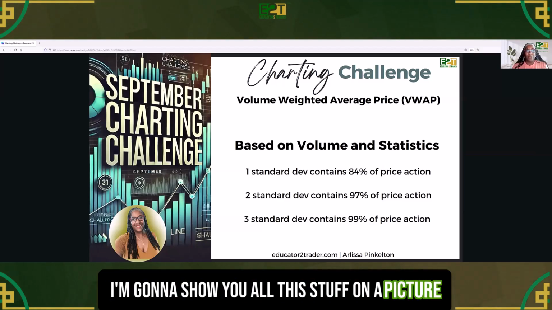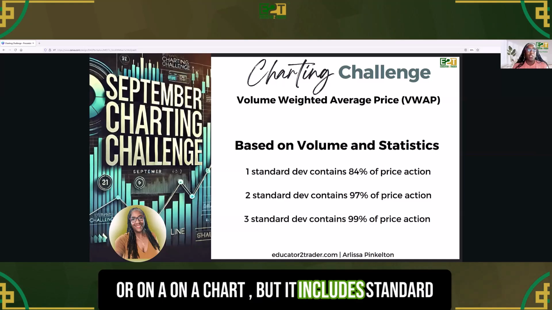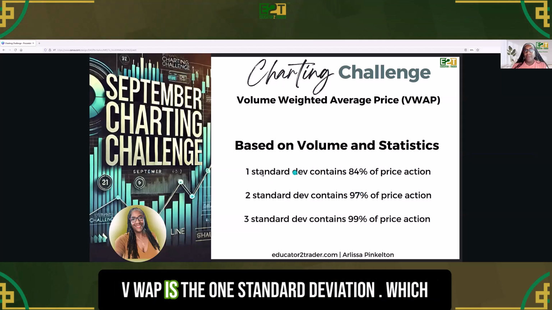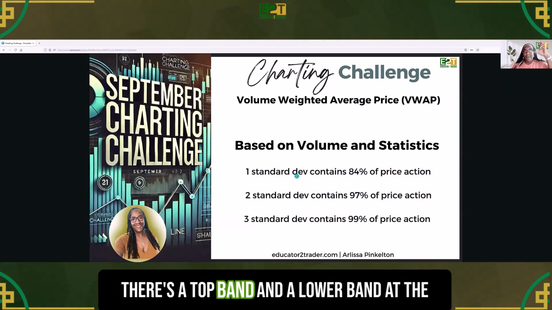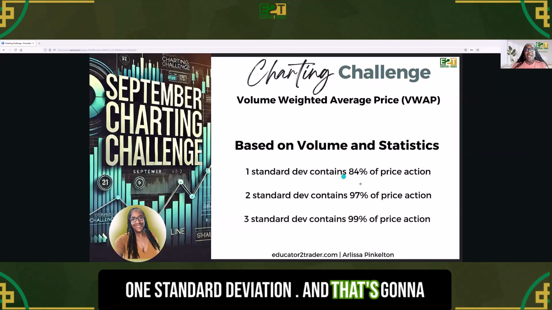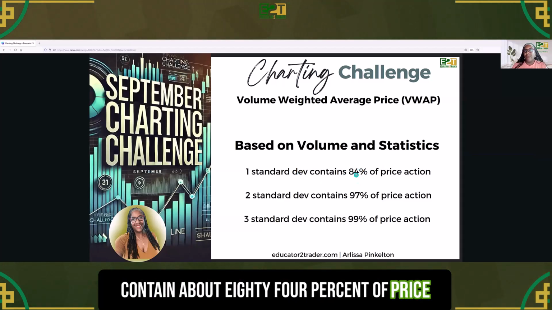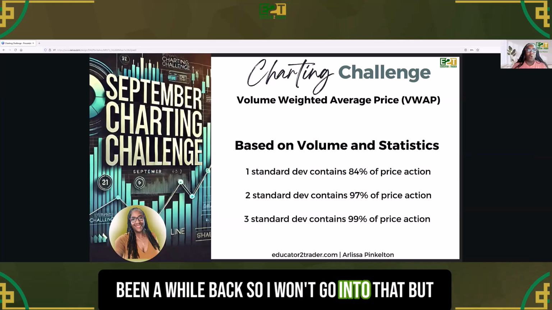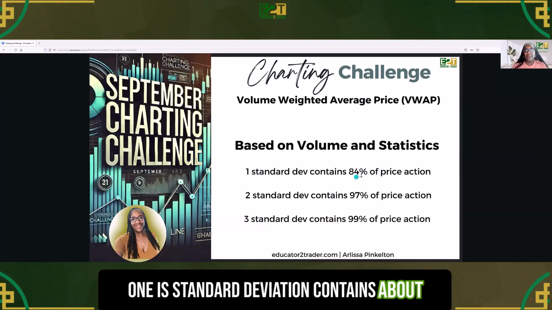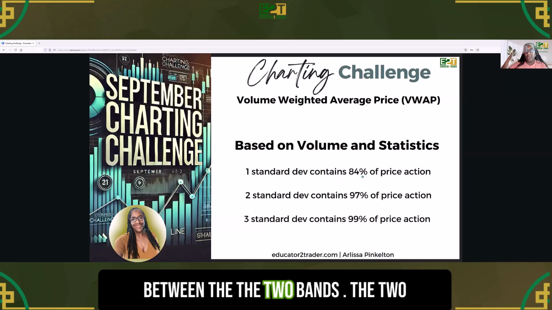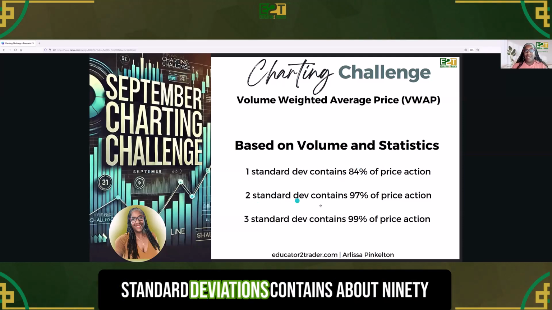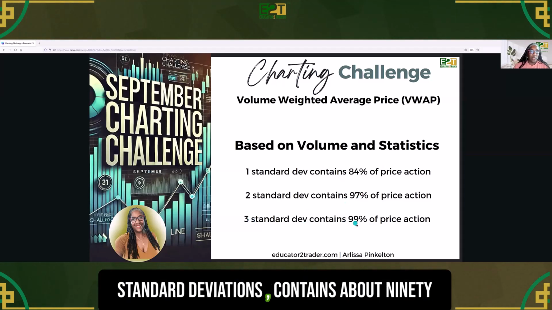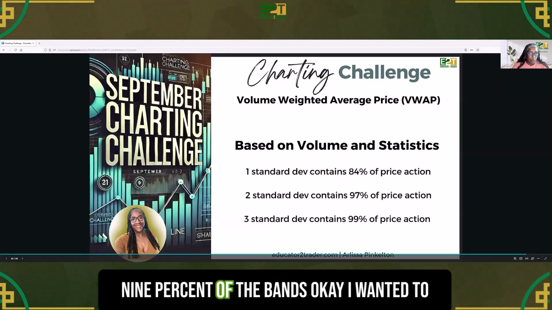I'm going to show you all this stuff on a chart. But it includes standard deviation bands. The first one closest to the VWAP is the one standard deviation, which has a top band and a lower band, and that's going to contain about 84% of price action. We've talked about this before a little bit, so I won't go into that. But one standard deviation contains about 84% of the price action between the two bands. Two standard deviations contains about 97% of price action, and three standard deviations contains about 99%.